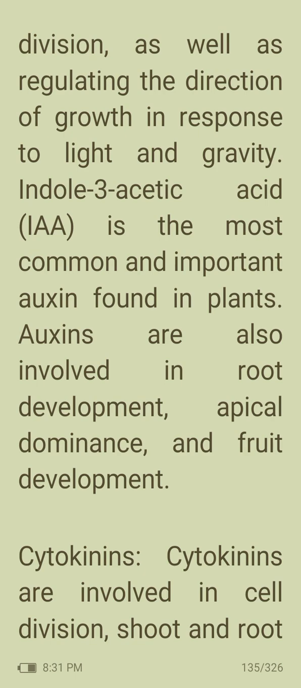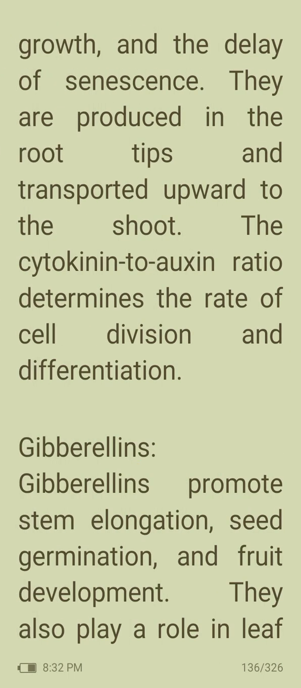Then cytokinins. Cytokinins are involved in cell division, shoot and root growth, and the delay of senescence. They are produced in the root tips and transported upward to the shoot. The cytokinin to auxin ratio determines the rate of cell division and differentiation.